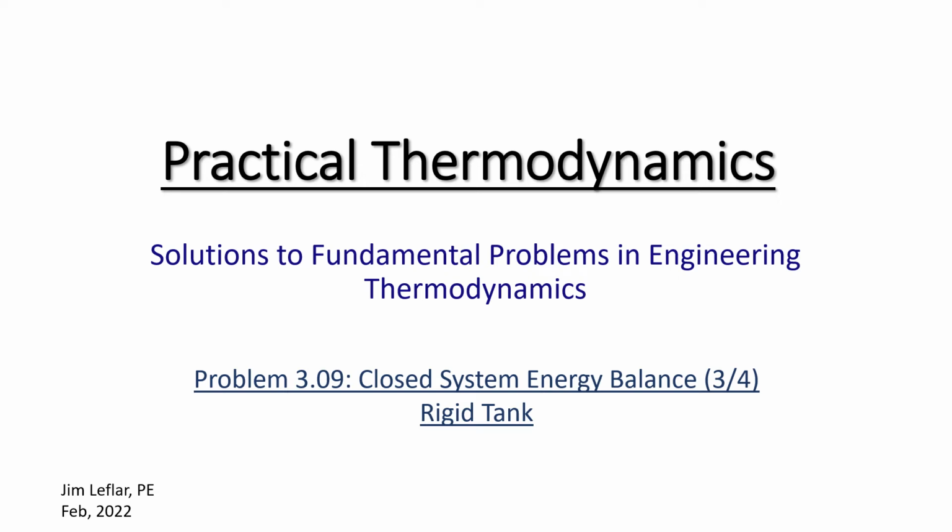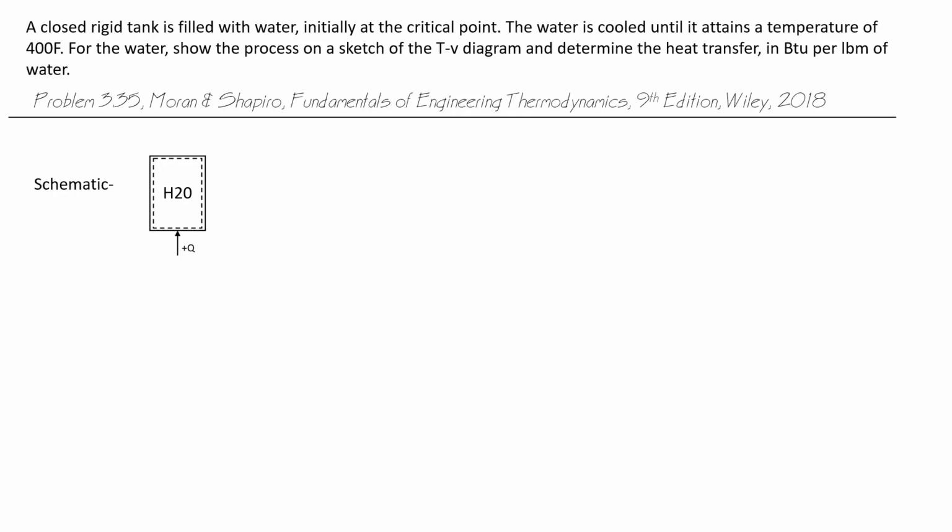Let's solve yet another thermodynamics process problem that takes place in a closed system. A closed rigid tank is filled with water. Initially, it's at the critical point. The water is cooled until it attains a temperature of 400 degrees Fahrenheit. For the water, show the process on a sketch of the T-v diagram and determine the heat transfer in BTUs per pound mass of water.